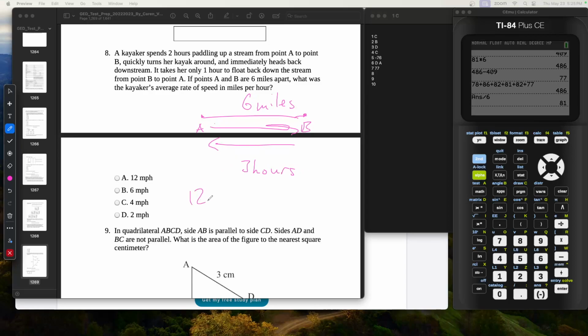And they went 12 miles. Yeah, 6 miles up and then 6 miles down. That's definitely 12 miles total. So if you go 12 miles in 3 hours, what's your average speed? Well, 12 divided by 3 is definitely 4 miles per hour.